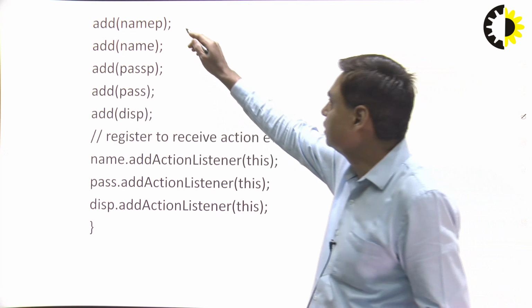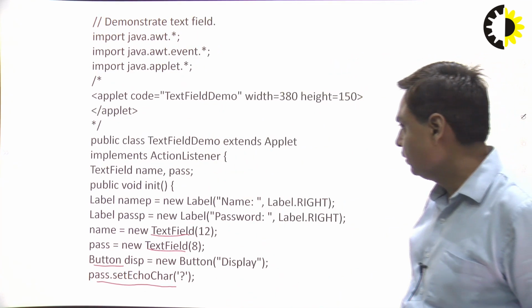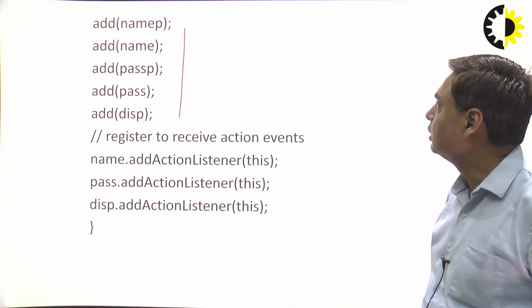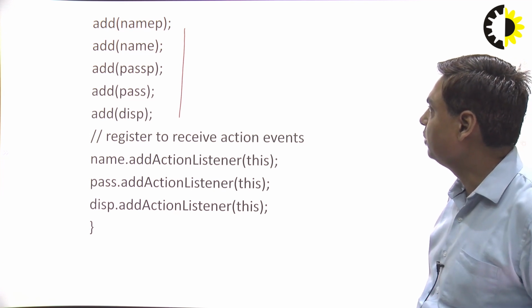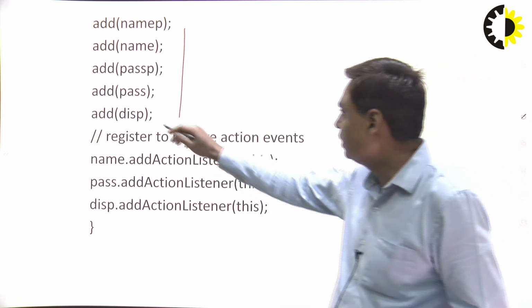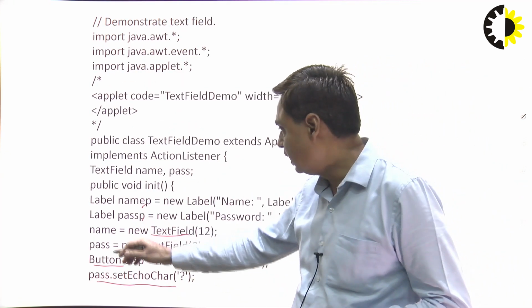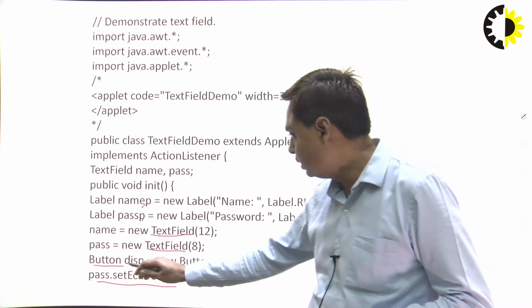Next, all these things are attached. Here you can see these are the labels that I discussed in my first program. The label will display name and password. Then we are displaying the display button also. So here you can see these are the text fields, name and pass. So the fifth one is the button, the disp.